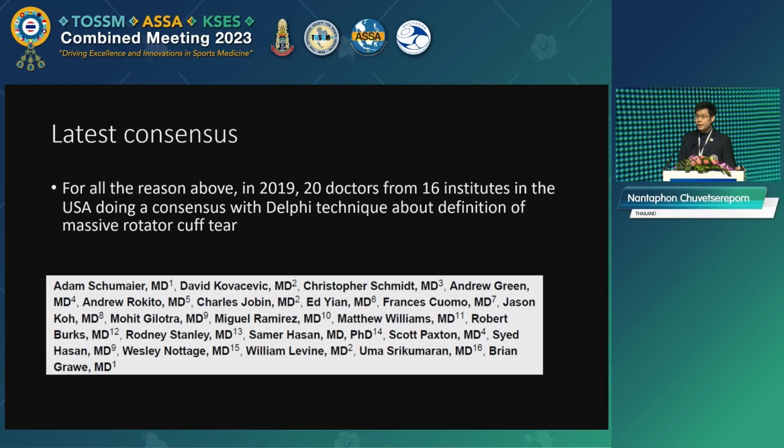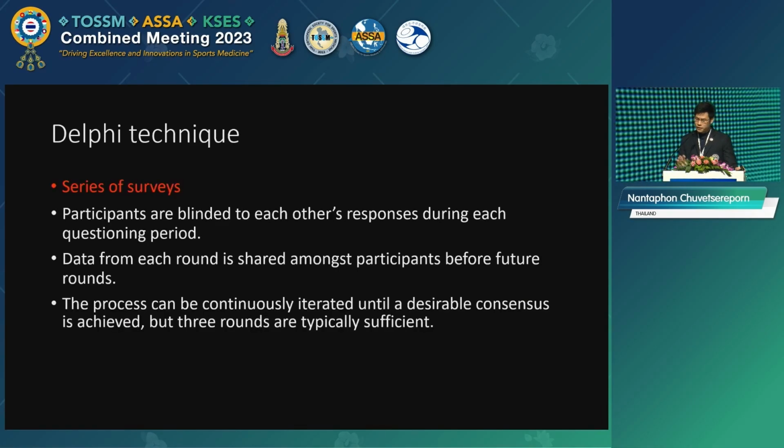That's why in 2019, 20 doctors from 16 institutes in the United States did a consensus with the Delphi technique about the definition of massive rotator cuff tear. The Delphi technique is a series of surveys in which participants send answers back and forth in a series of rounds. After each round, participants can see the result. The process continues until the desired consensus is achieved.